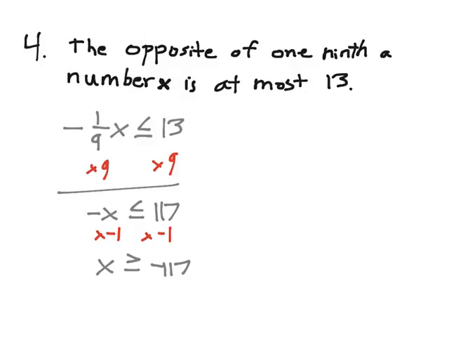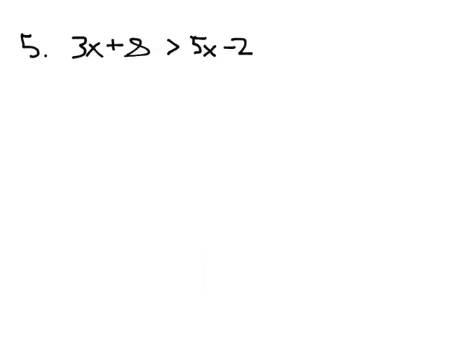And that's our solution. For problem 5, we have to utilize what we've learned from this lesson on multiplication and division as well as the lesson on addition and subtraction. To solve this linear inequality, the first thing I'm going to do is subtract 8 from both sides. This will give me 3x is greater than 5x minus 10.